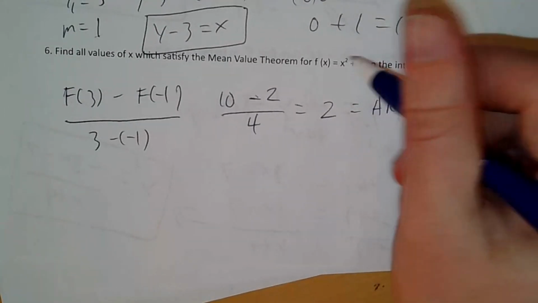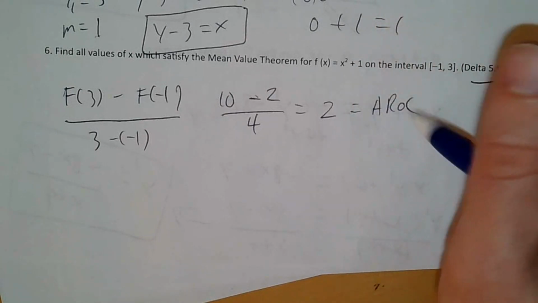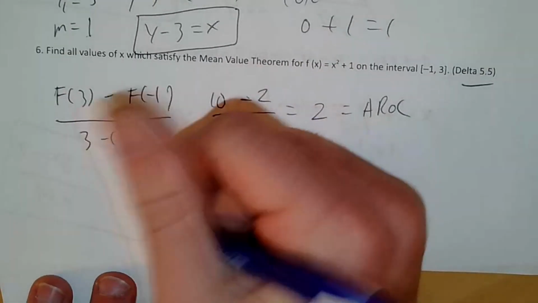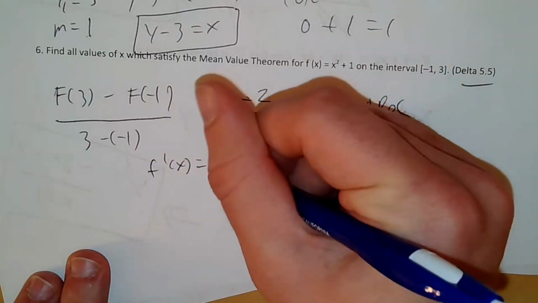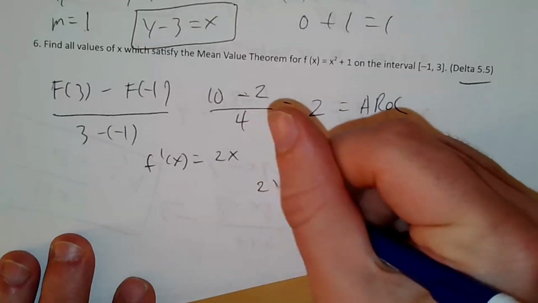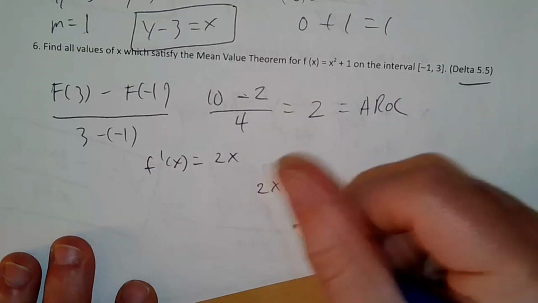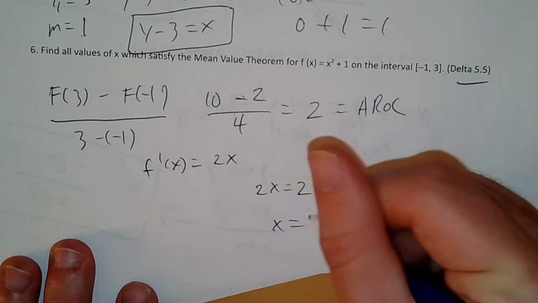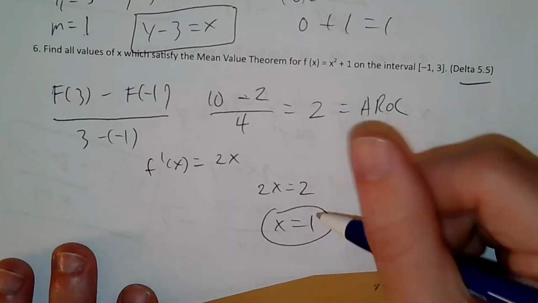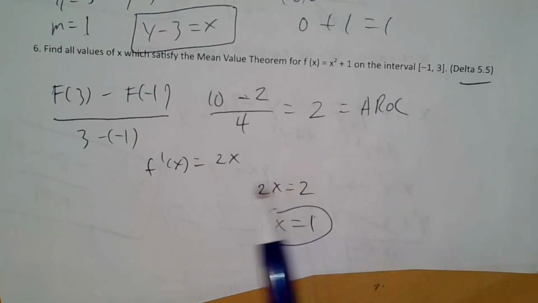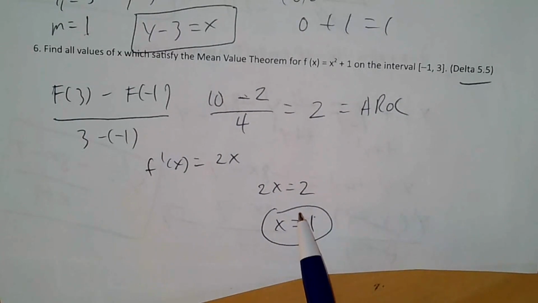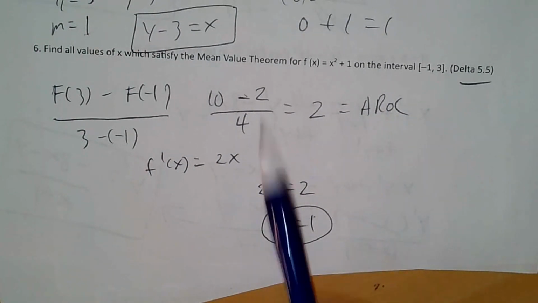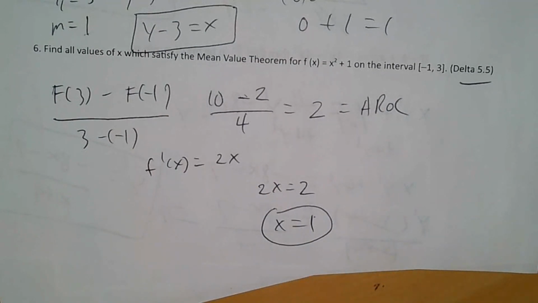So now I need to find where does this derivative equal 2? Well, the derivative of f of x is just 2x. So where does 2x equal 2? The answer is at x equals 1. So x equals 1. At x equals 1, this satisfies the mean value theorem because at x equals 1, the slope is 2, and 2 is the average rate of change. So this satisfies the mean value theorem.